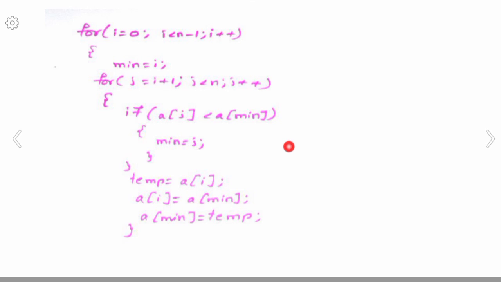If j is less than a of min, that is, if the minimum element is less than the starting element of the array, then minimum equals to j. We make j the new minimum element. In this manner we are going to execute selection sort.